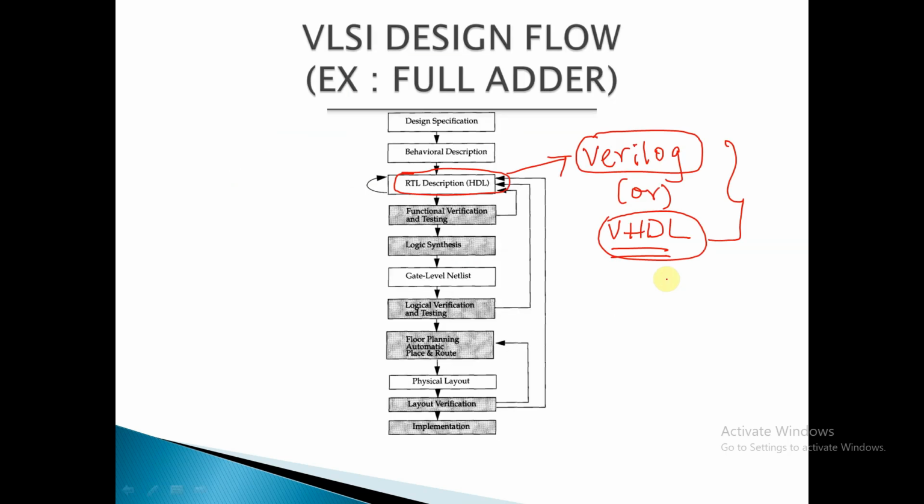Now, after that, if any bugs are found in functional verification and testing, you can see the arrow mark pointing back to the RTL description. So if you find any bugs or errors in your code at this stage, you go back to the third step, which is the RTL description, modify your code accordingly, and again perform this step.